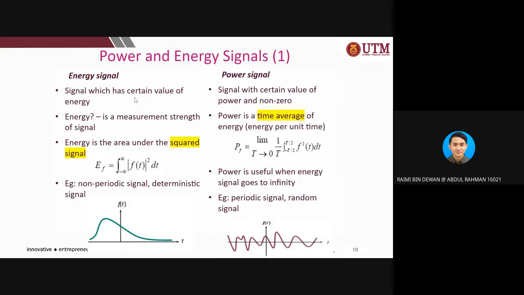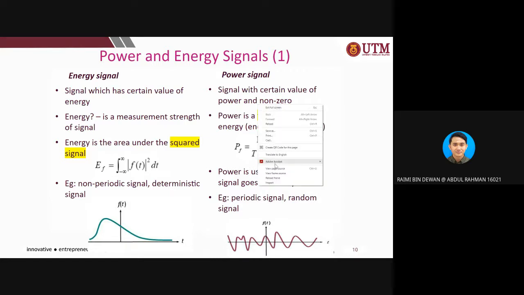Now we go to the next one, the power and energy signal. So signals can be divided into power and energy signals. An energy signal is a signal which has a certain value of energy. Energy is a measurement of the strength of a signal. Let's say we want to know, for example, whether the Wi-Fi signal is bad or low. So this is Wi-Fi energy. Energy is the area under the squared signal. You can see E equals the integral from negative infinity to infinity of f(t) squared dt. This one is already squared, a non-periodic, deterministic signal.